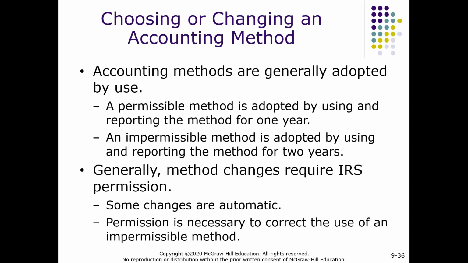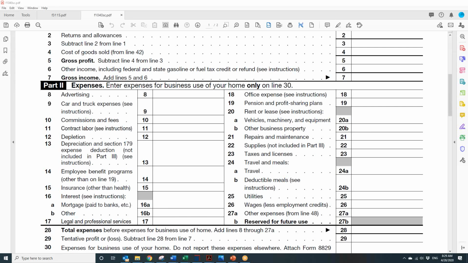An impermissible method is adopted by using and reporting the method for 2 years. Now, some of you might say, wait a minute, an impermissible method? Yeah, well, the IRS, you'll file the tax return, and if the IRS doesn't come back and challenge it, you're allowed to use it. It's one of those few times where we know you're not allowed to do something, but they give you permission because you've used it for 2 years. Now, the IRS will sometimes ask you to make a change anyway, and that brings up an interesting form that I have here.